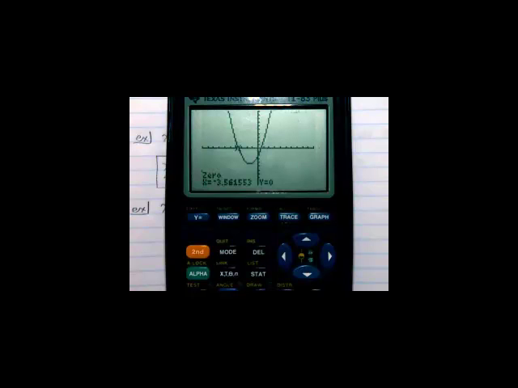Can you go back to the y equals? X squared plus 3x minus, oh, I said plus 2. Should be x squared plus 3x minus 2. Y'all got that?